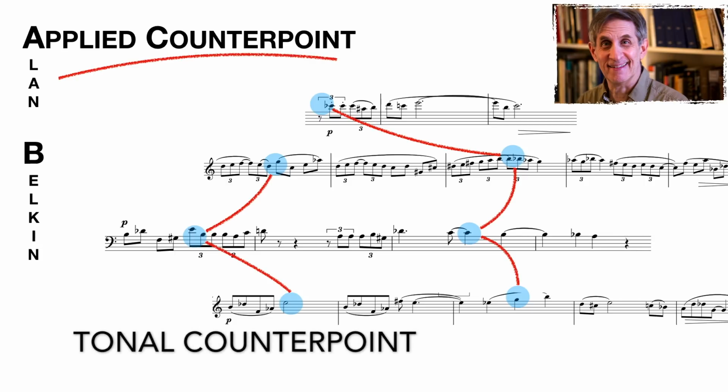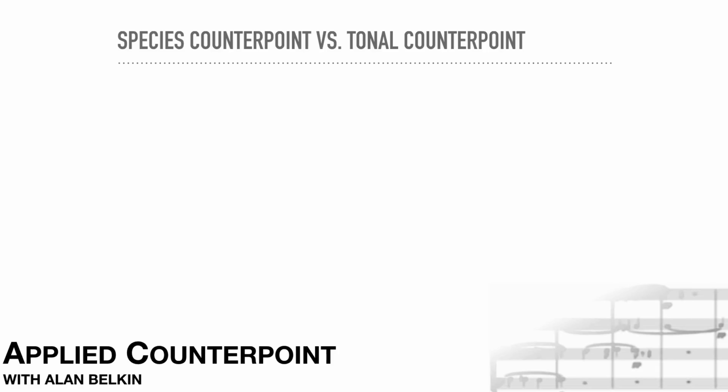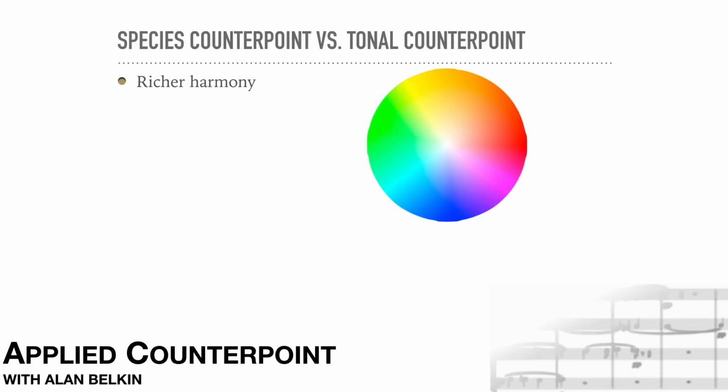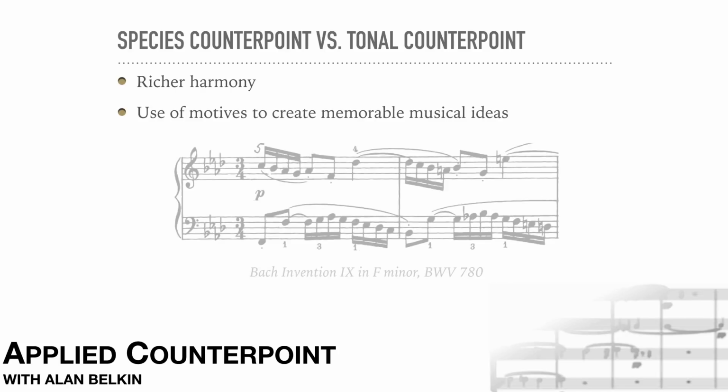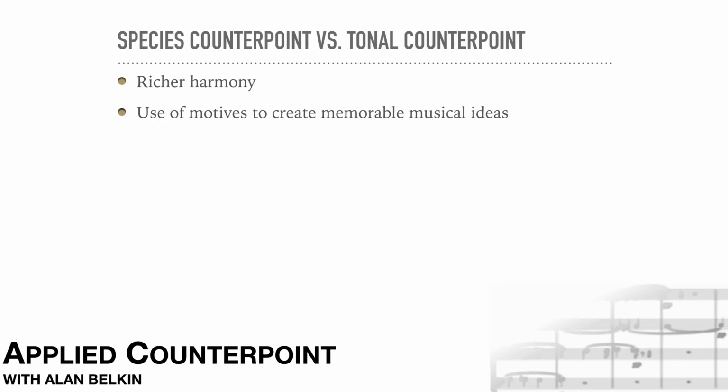The next step after species counterpoint is what is usually called tonal counterpoint, or counterpoint in Bach style. There are two main differences between this kind of counterpoint and the species approach. First, the harmony is much richer, and second, it uses motives to create more memorable musical ideas. In this lesson, we'll look at the new harmonic resources at our disposal.